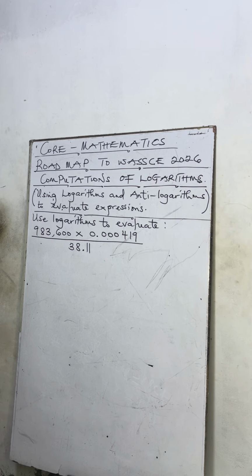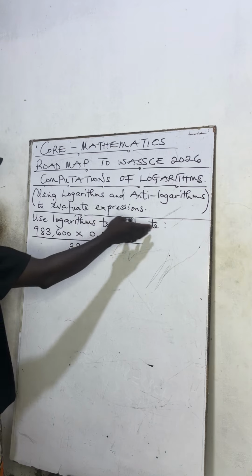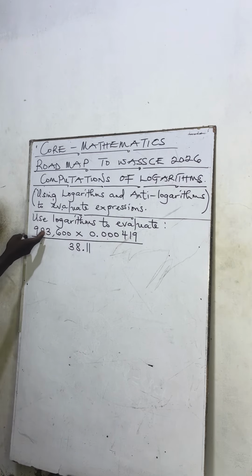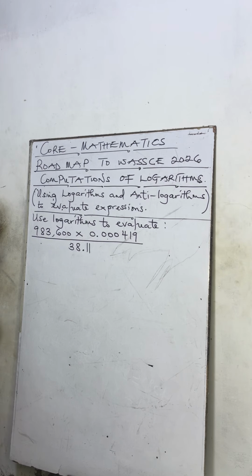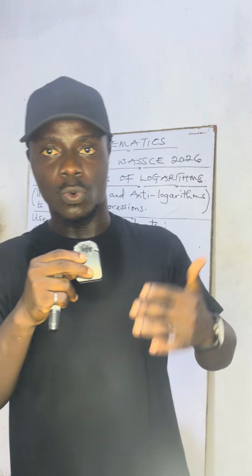So we have an example here. It says use logarithms to evaluate 983,600 times 0.000419 all over 38.11. So this is a very nice question, and we have to use logarithm to evaluate that. We are not doing it the way we solve decimal fractions. But this time around, we want to evaluate using logarithms.